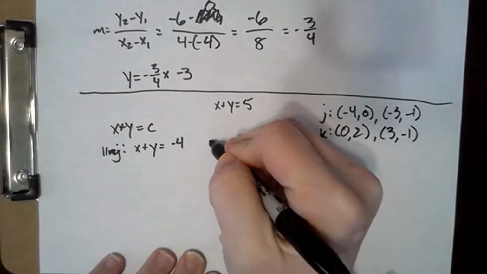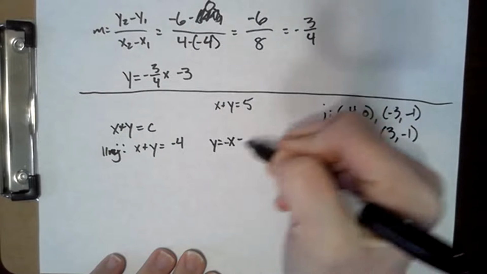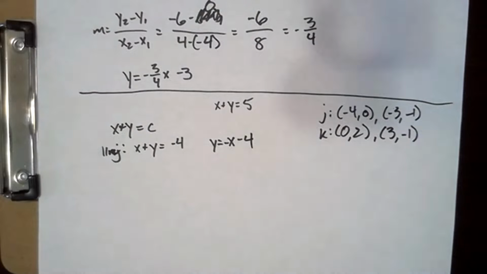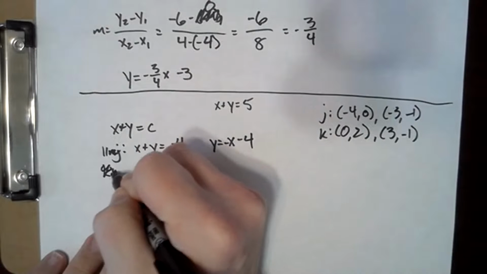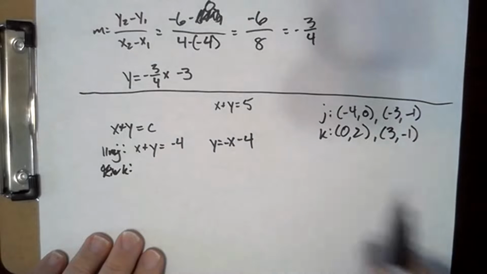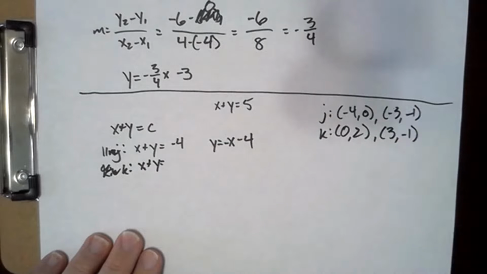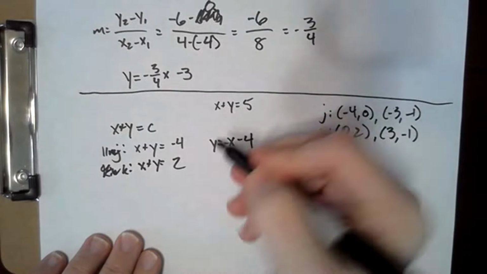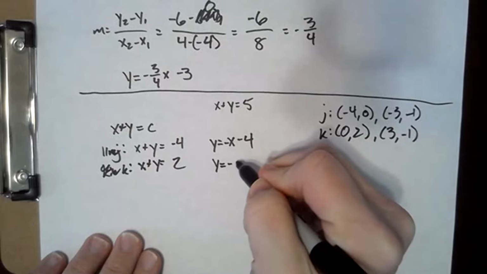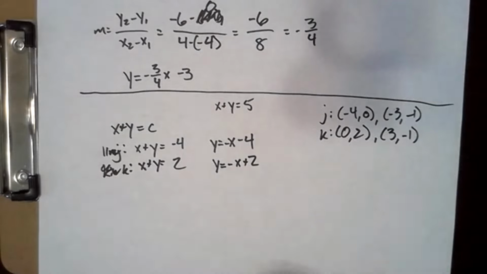And we can also write that as y equals -x minus 4. Either way. For line k, again, we have x plus y equals 0 plus 2 is 2, 3 minus 1 is 2. There we go. Alternately, y equals -x plus 2. We'll go back to our slides now.